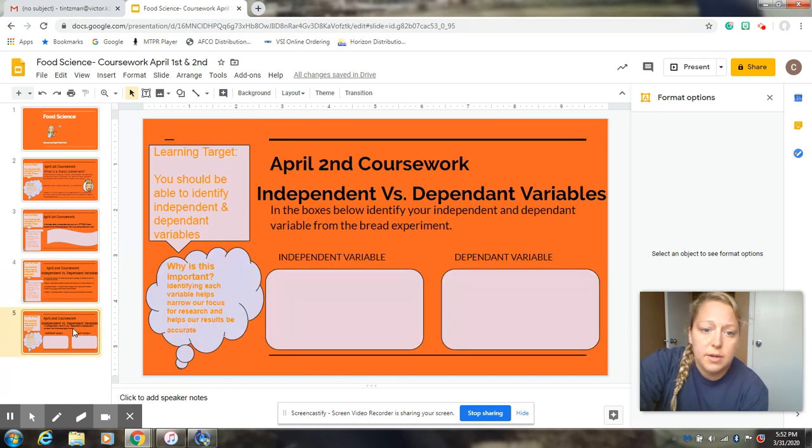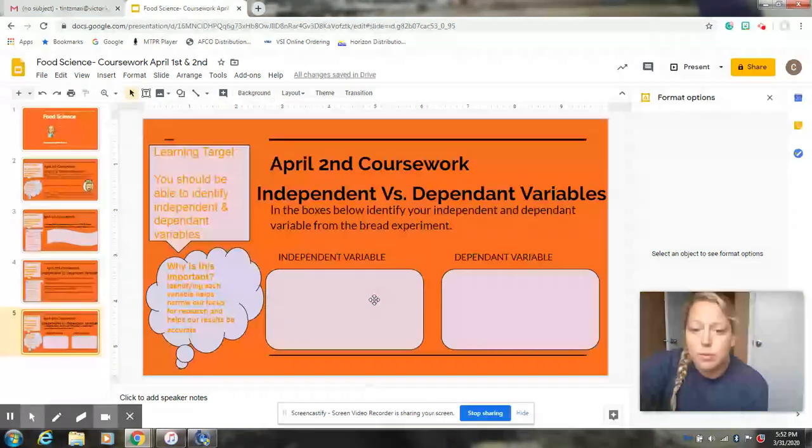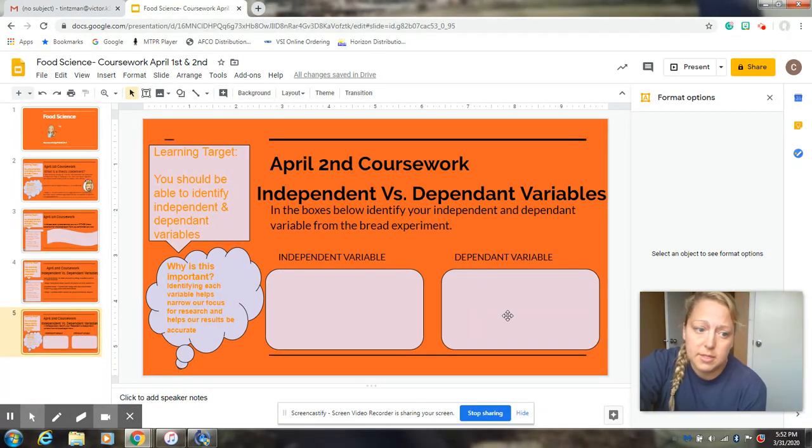So on Thursday, what I want you to do is look at your thesis statement for the bread, and I want you to tell me what your independent variable is for the bread experiment and what your dependent variable is for the bread experiment. And then you can turn it in. So when I post this on Classroom, I've made a copy for each kid. So you are able to put your answers right into that PowerPoint and turn it in from there.